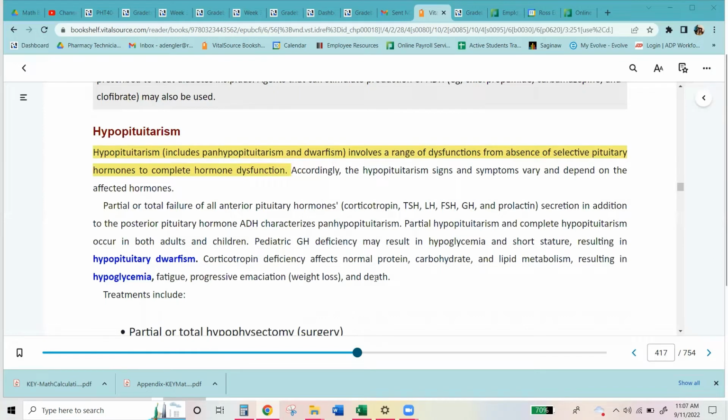Hypopituitarism involves a range of dysfunctions from absence of select pituitary hormones to complete hormone dysfunction.